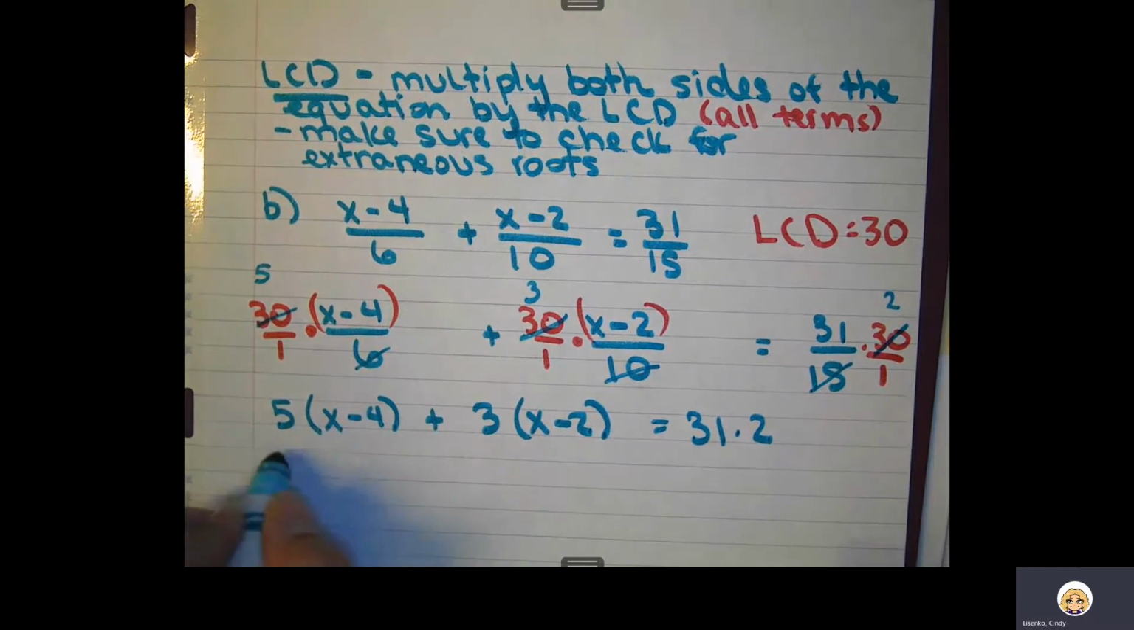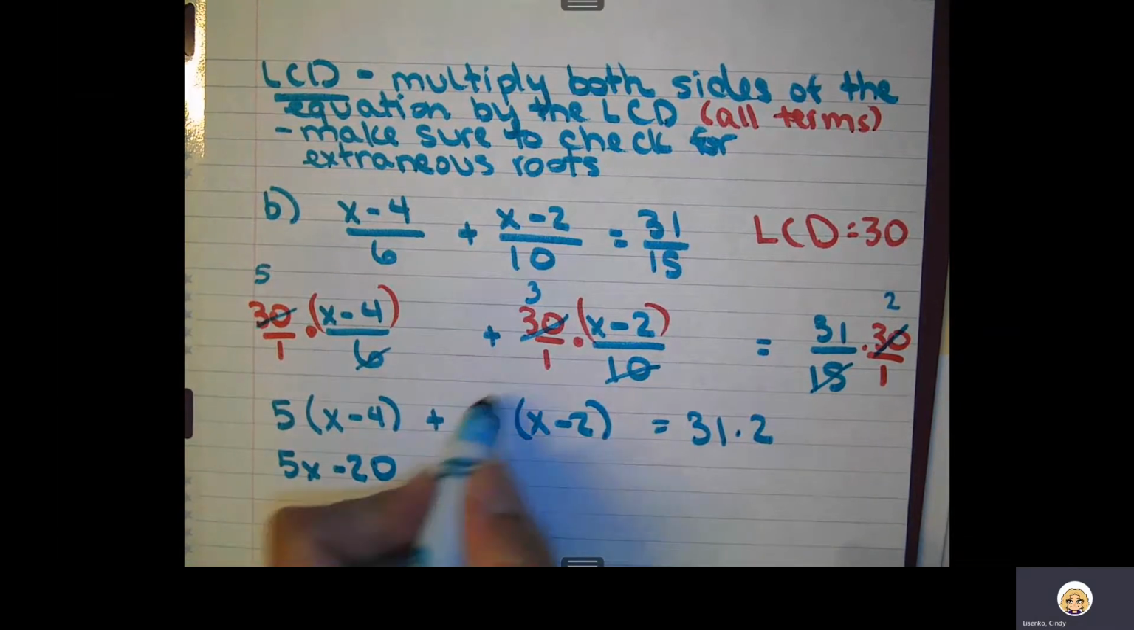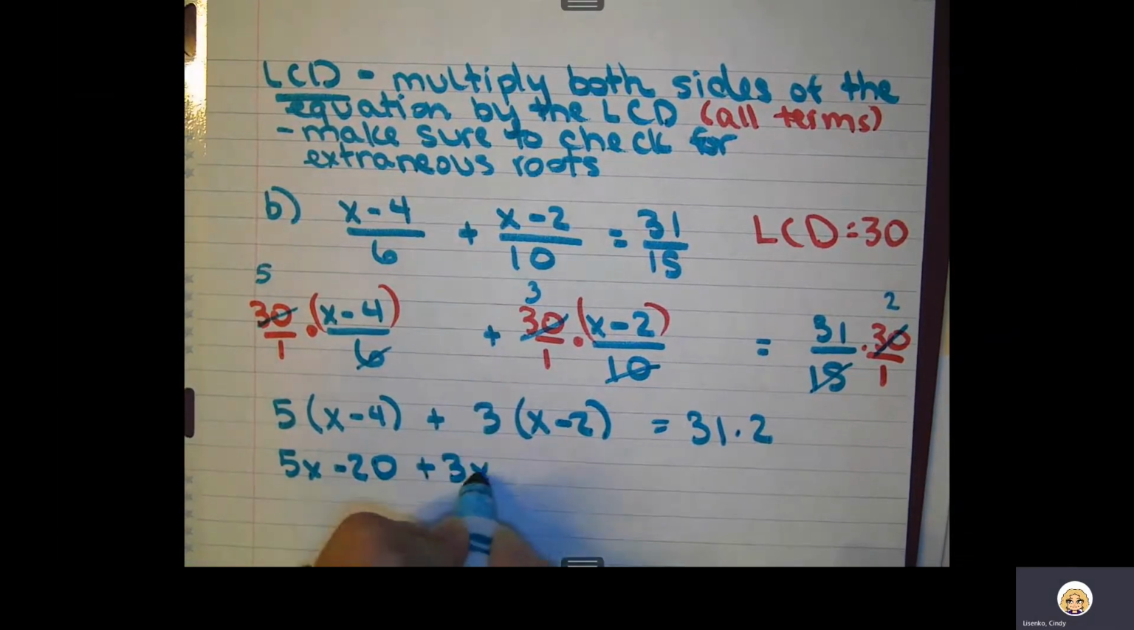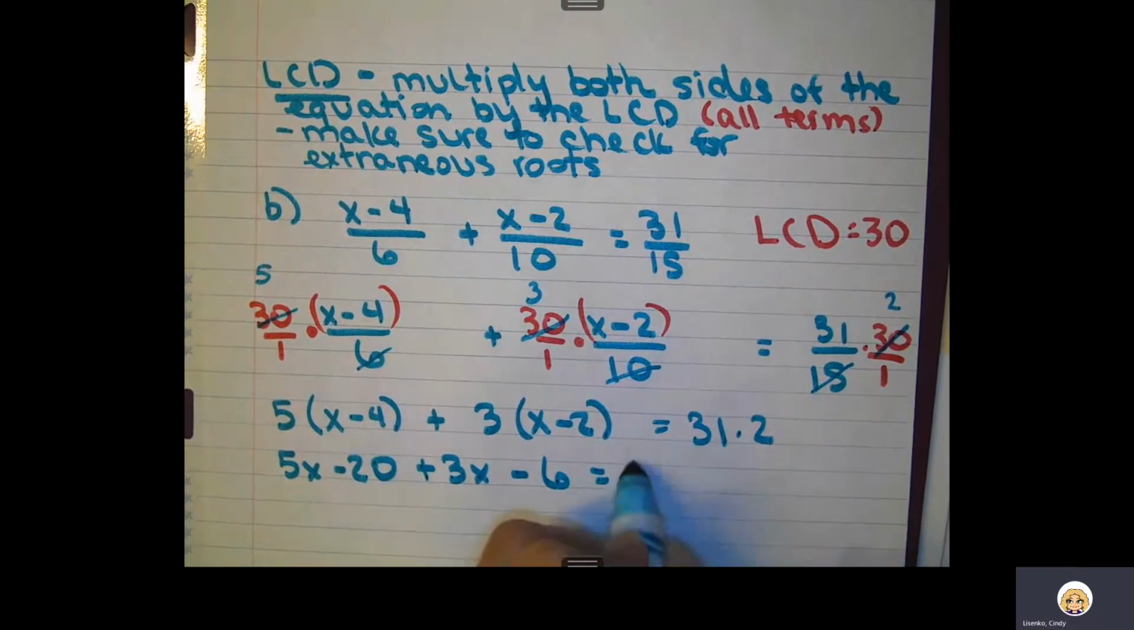So 5 times x is 5x. 5 times negative 4 is negative 20. I come over here. 3 times x is a positive 3x. 3 times negative 2 is negative 6. Over here, 31 times 2 is 62.